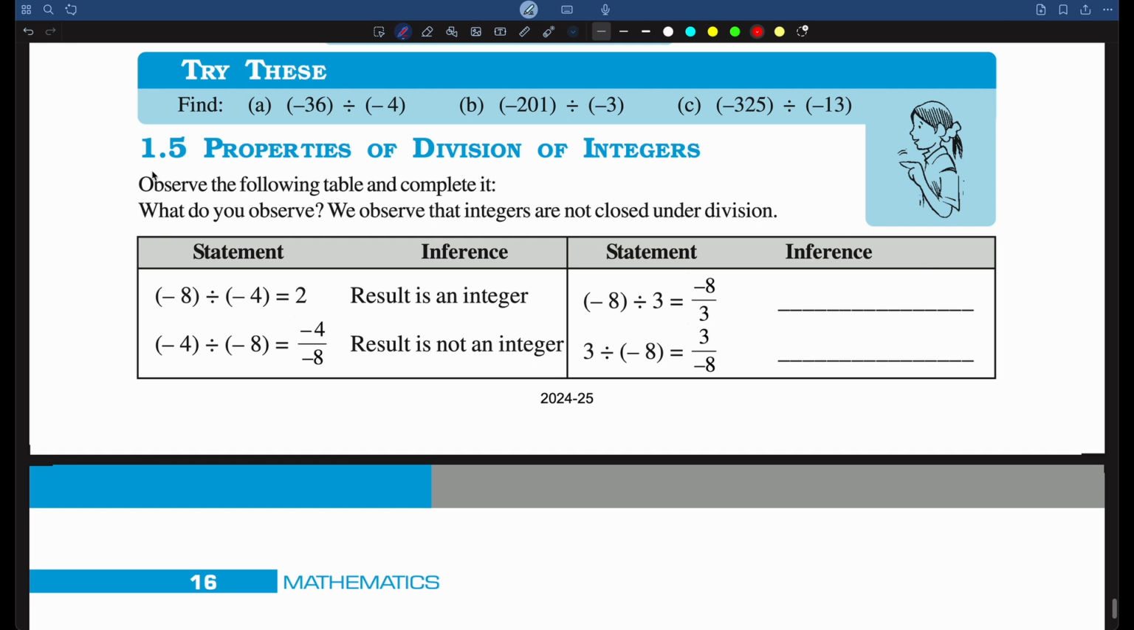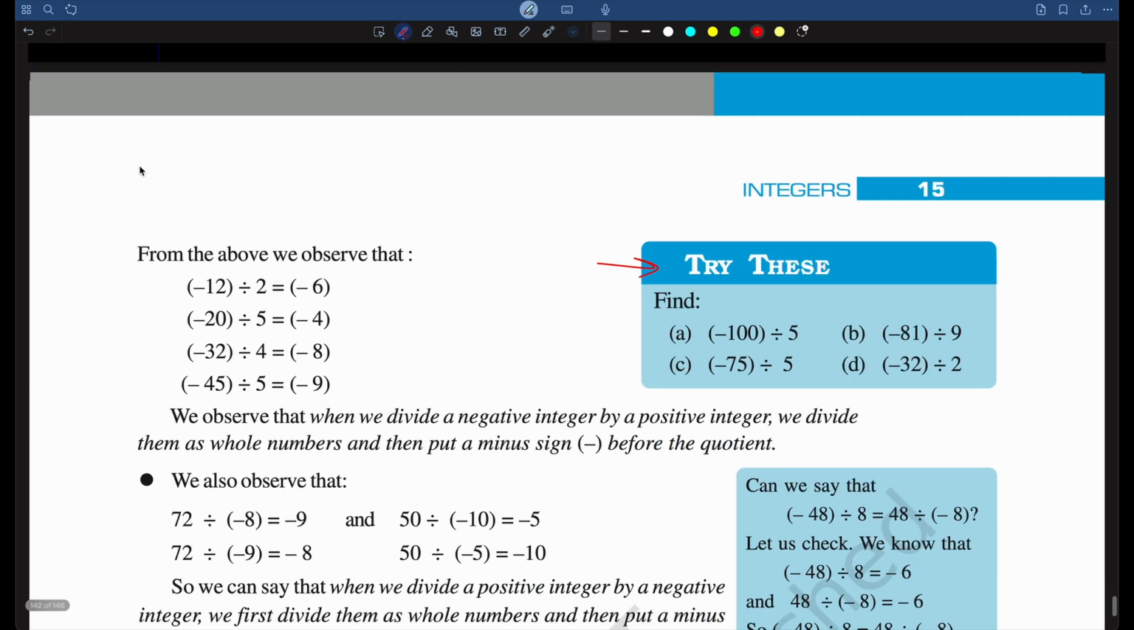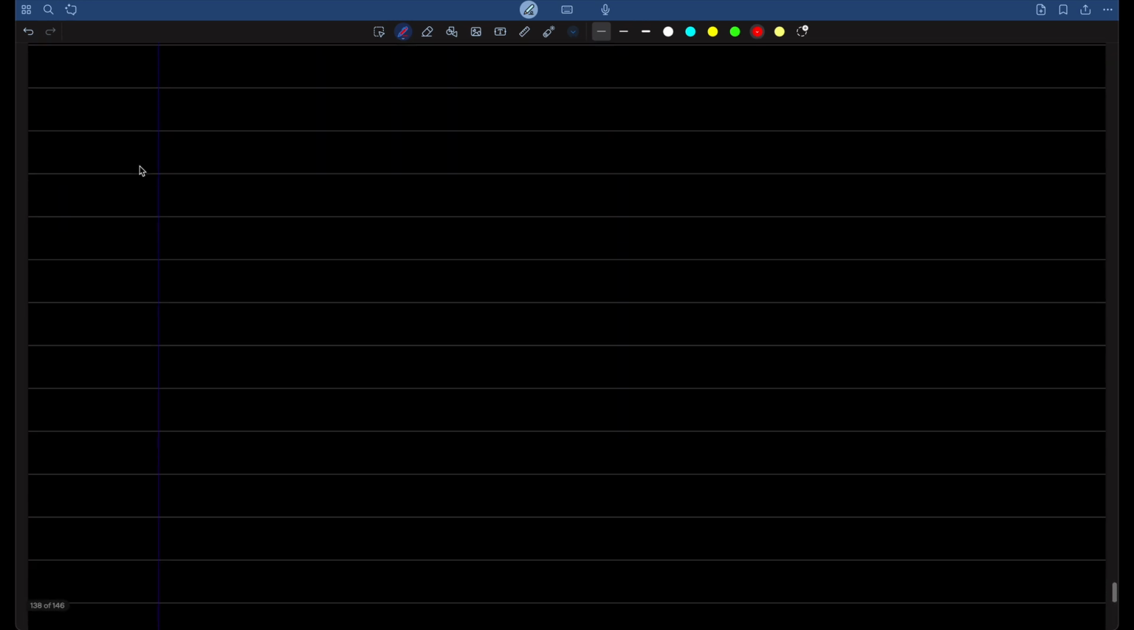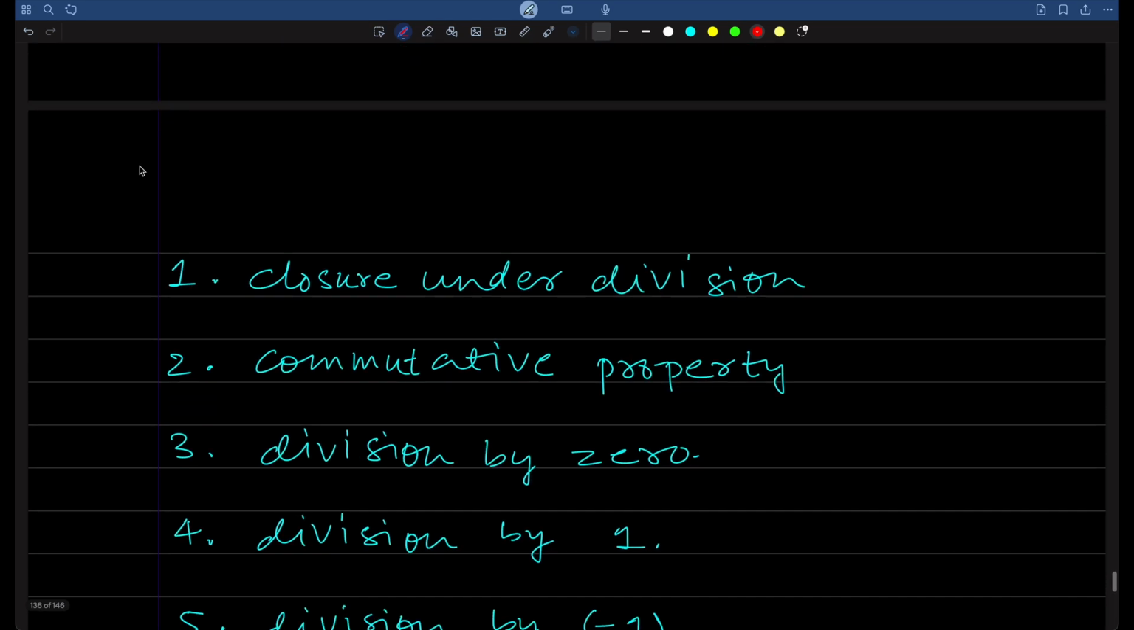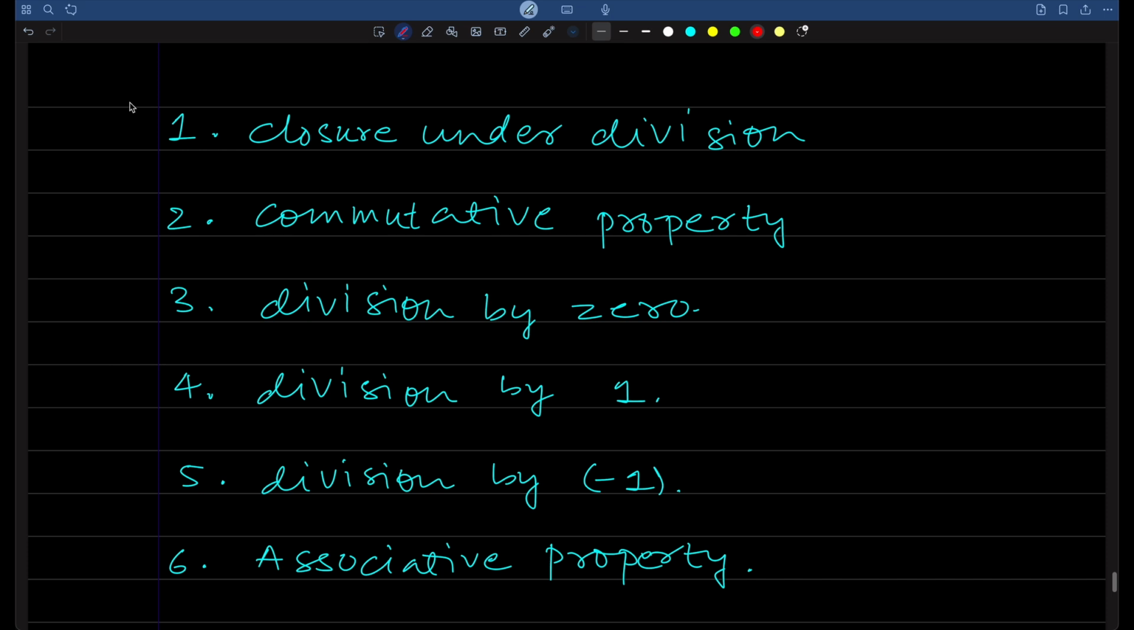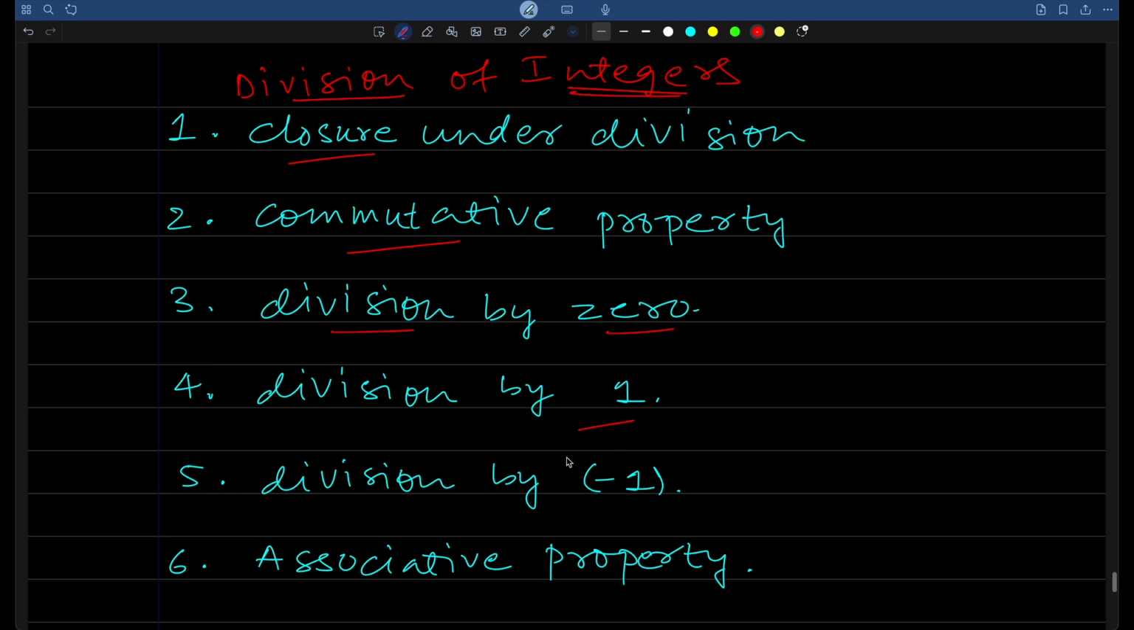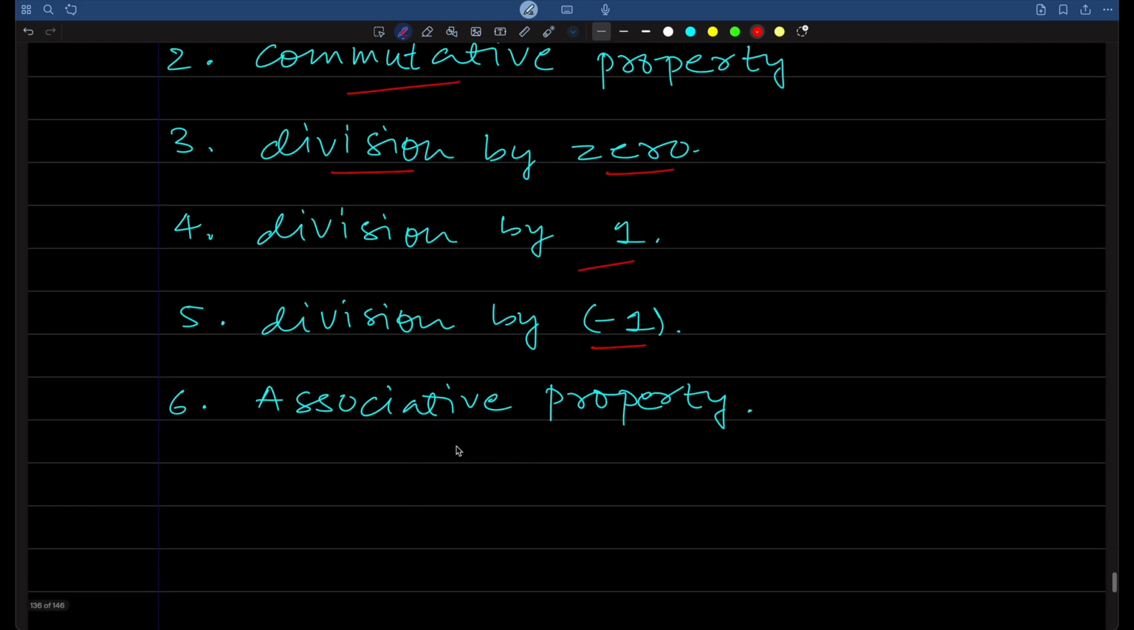Hello everyone, my name is Shyam Chauhan and today we are going to cover the last topic of this chapter, topic number 1.5, properties of division of integers. In this lecture we will cover 6 properties for division of integers, that is closure property, commutative property, division by 0, division by 1, division by -1 and associative property.